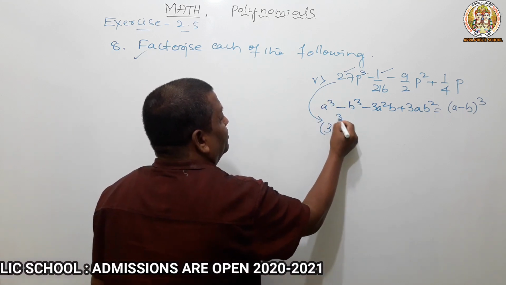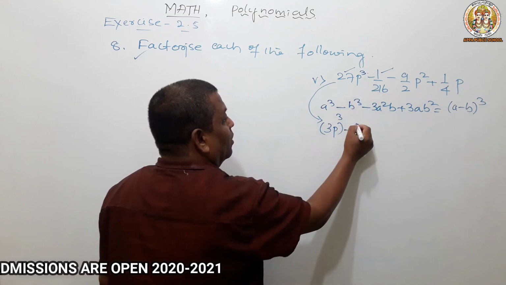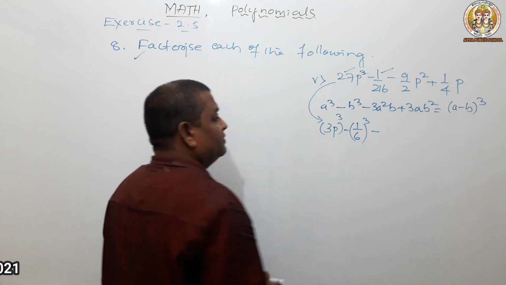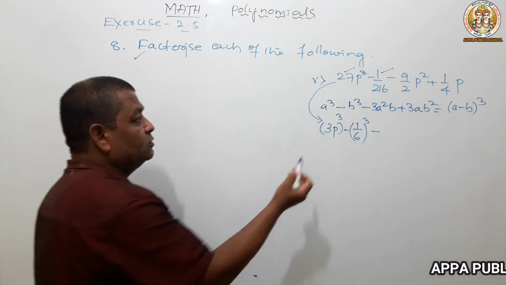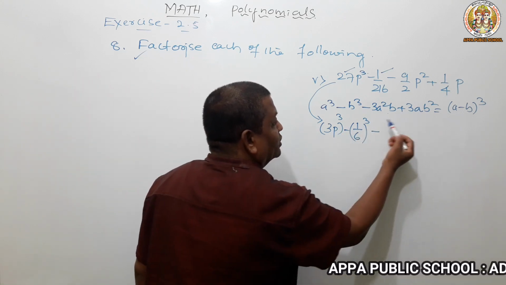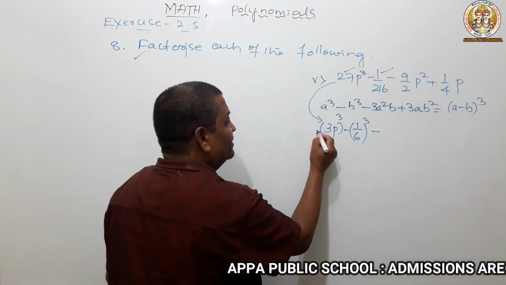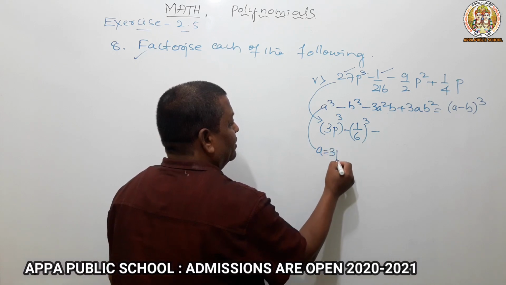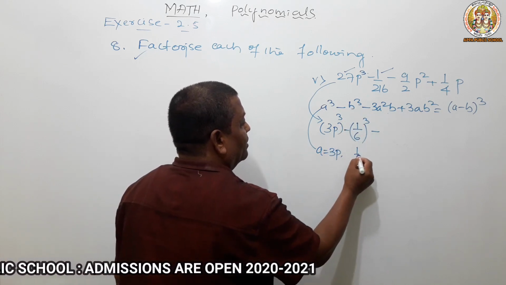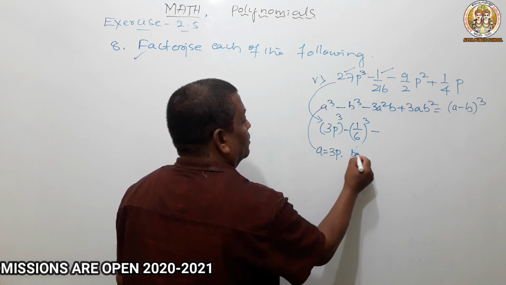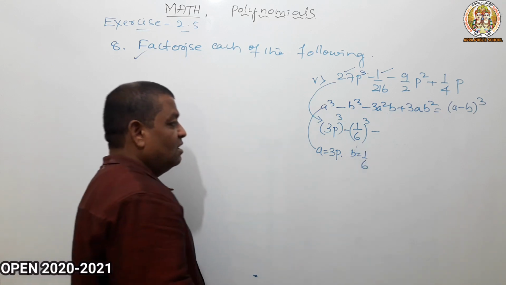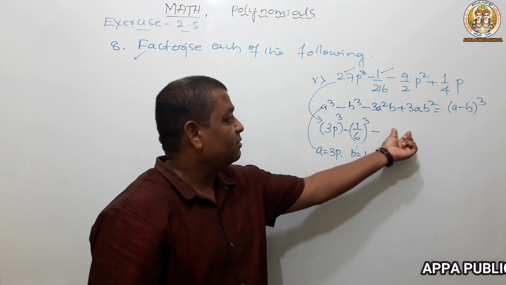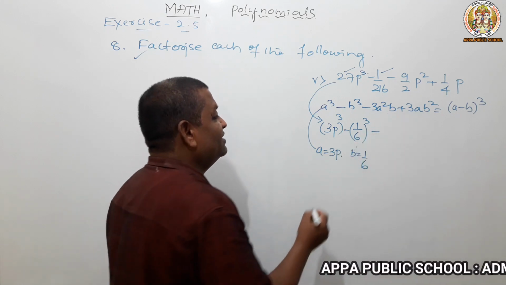Convert into the cubic form: 3p whole cube minus 1 by 6 whole cube, minus. No need of these two things, automatically I will show how they will balance the question. What is next? You take the value of a. Here a is 3p. What is b? b is equal to 1 by 6. After getting the values of a and b, you fill up this gap. So automatically they will balance each other.